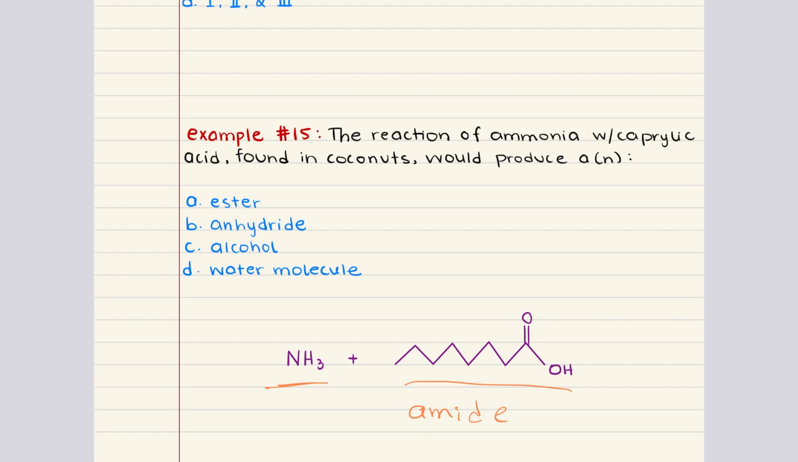Well, the production of an amide from a carboxylic acid and ammonia occurs through a condensation reaction. In this type of reaction, a molecule of water is removed as a leaving group during the formation of the new bond. So caprylic acid and ammonia are going to produce an amide, but they'll also produce water, a water molecule. That means the correct answer for problem 15 is D.